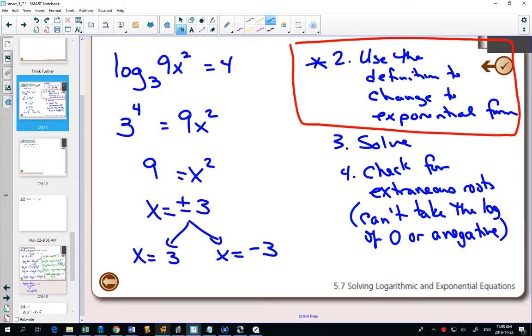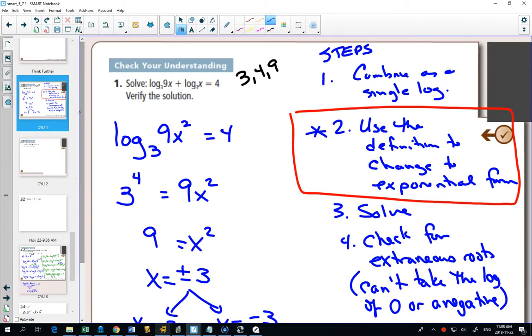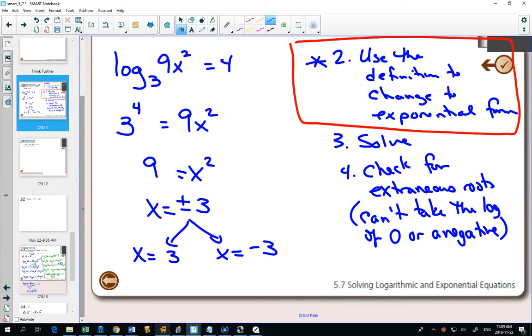And now step 4. We have to check our original equation for extraneous roots. You cannot take the log of 0. You cannot take the log of a negative number. So if I plug in positive 3, the only thing you're checking is to make sure that only positive numbers go in. So 9 times 3 is 27. That's OK. I look at my second log, log 3 of x. If I plug in 3 there, I have log 3 of 3. That's OK. So this answer is fine.